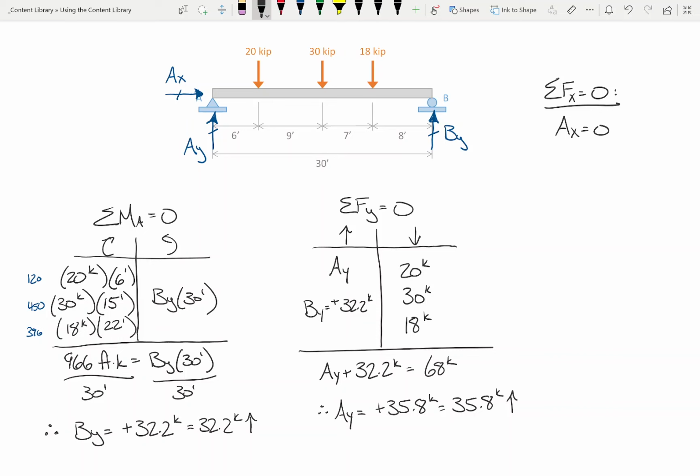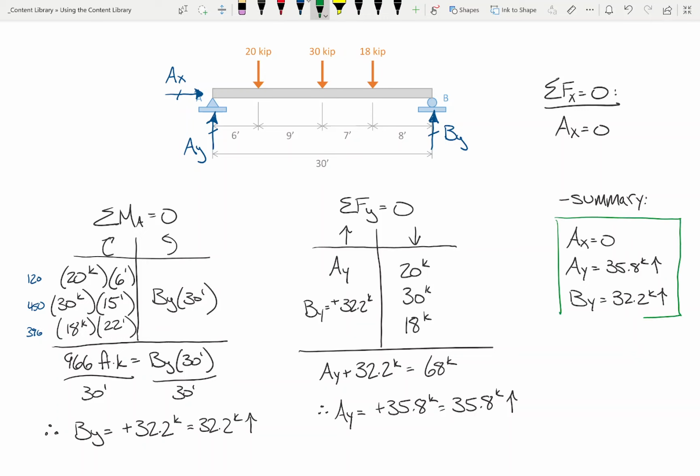So here's my calculations. If I want to summarize the problem, so I have AX equals 0, AY equals 35.8 kips upwards, BY is 32.2 kips upwards. And that is our answer.